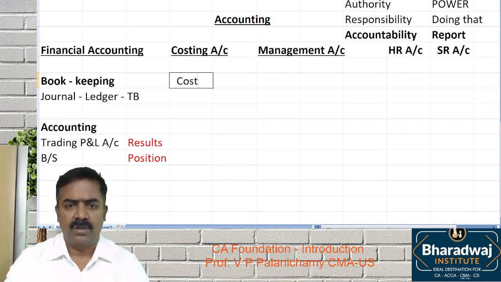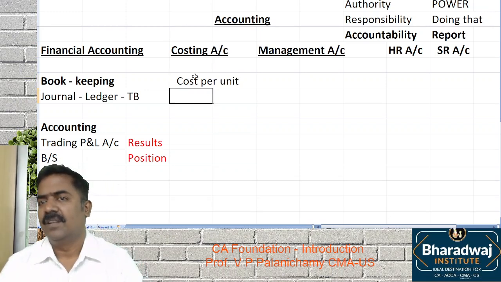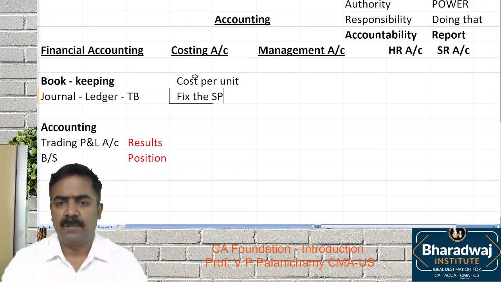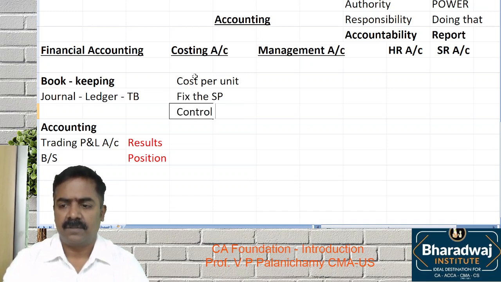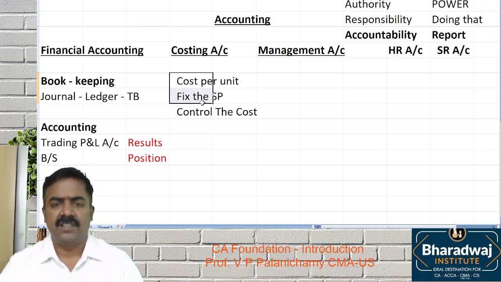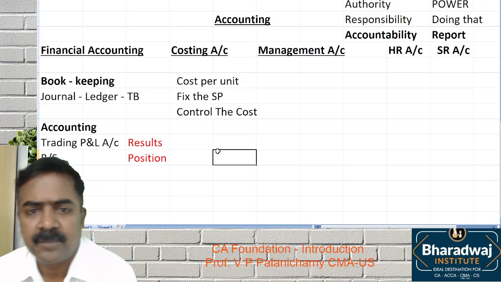Simple. Find out cost per unit, fix the selling price, and control the cost. These are the three areas or functions of a cost accountant. What are the three areas?